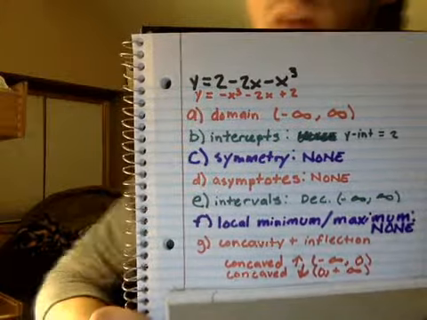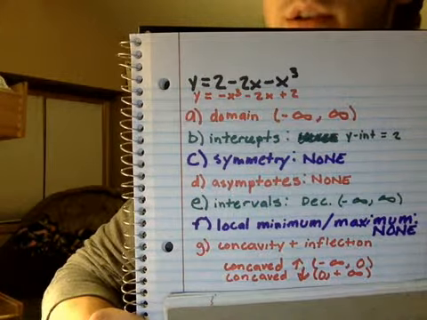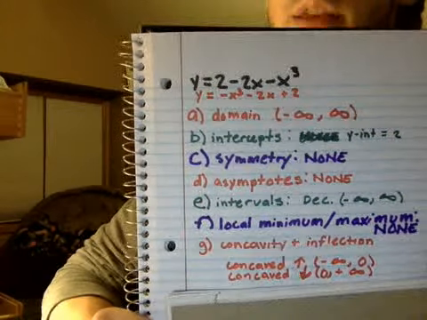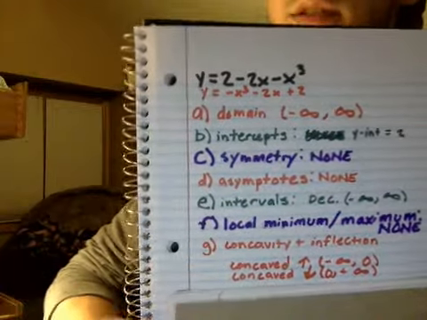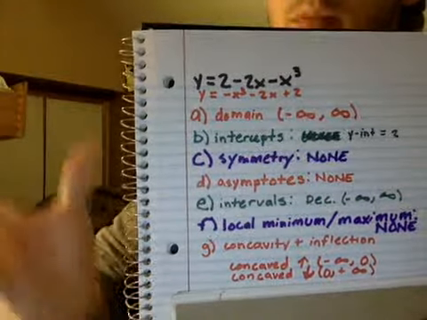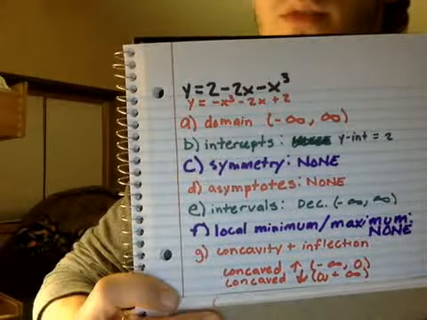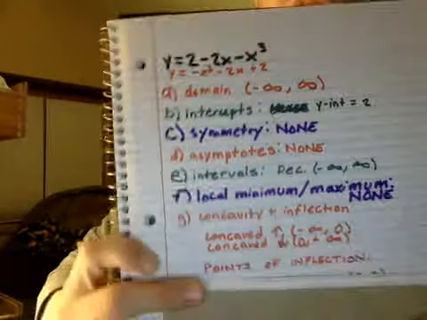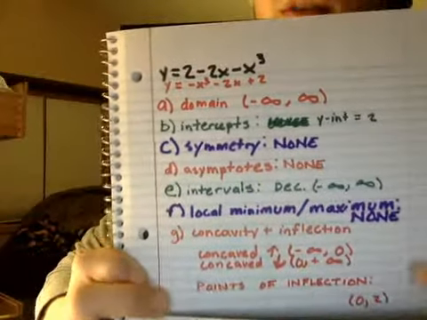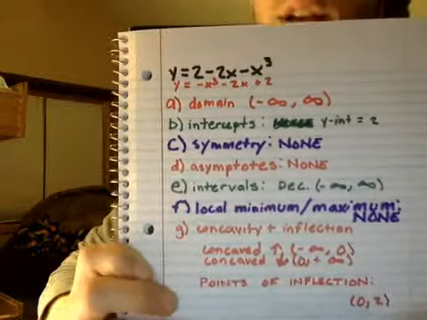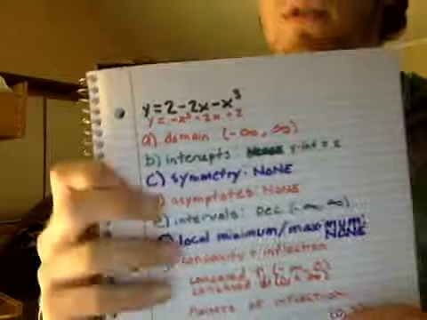It's concave up from negative infinity to 0, which means that the face of the graph is facing upward, and it is concave down from 0 to positive infinity, which means it is concave downward. The point of inflection, there's only one, is 0, 2. And those are all the steps, except for the final one, which is the graph.